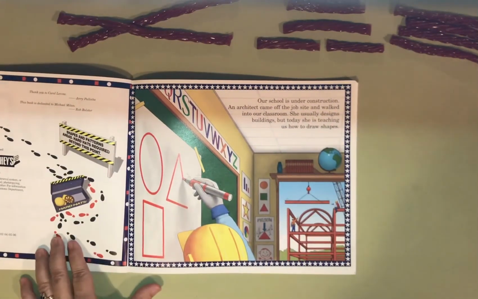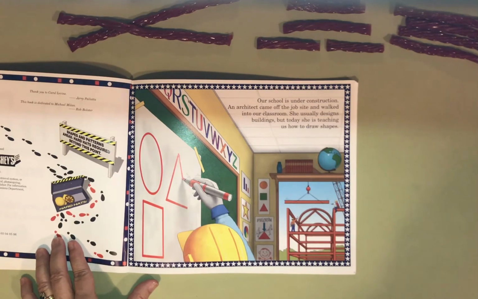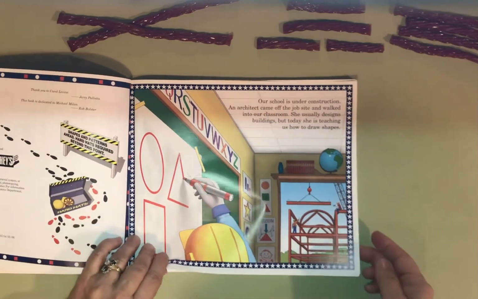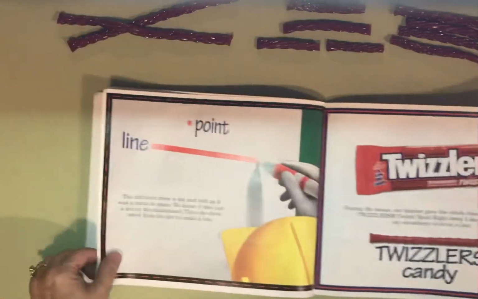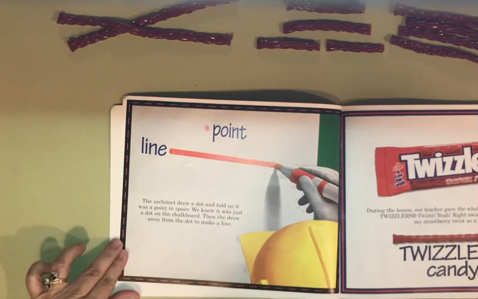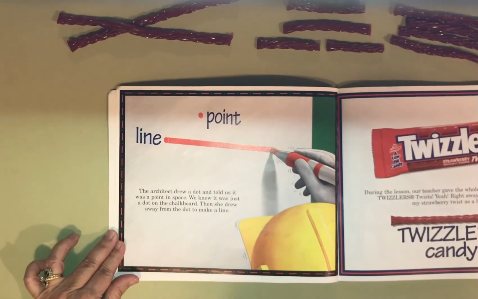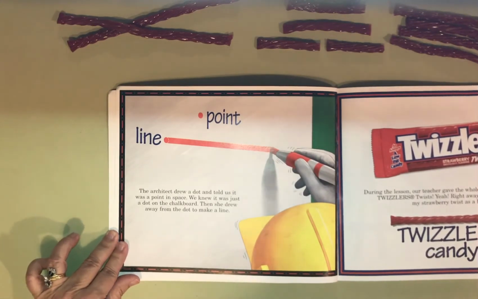An architect came off the job site and walked into our classroom. She usually designs buildings, but today she is teaching us how to draw shapes. The architect drew a dot and told us it was a point in space. We knew it was just a dot on the chalkboard. Then she drew away from the dot to make a line.